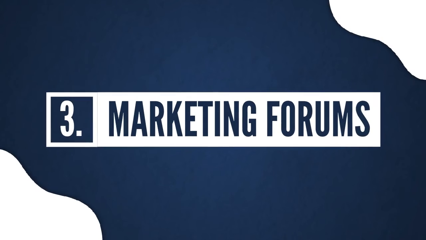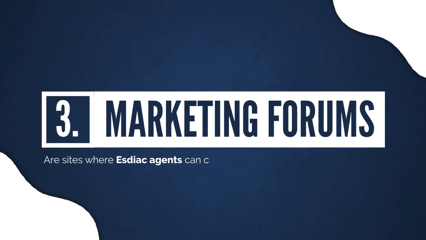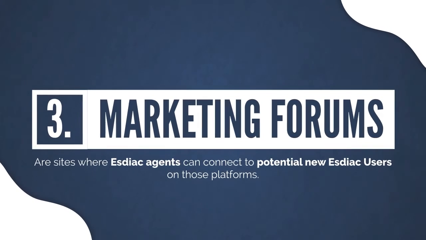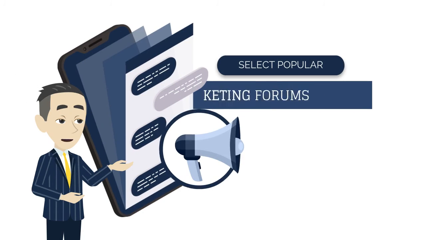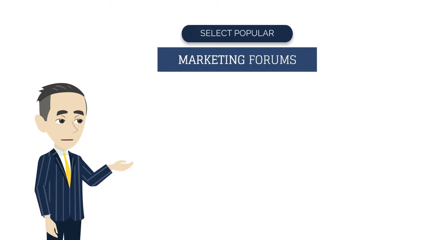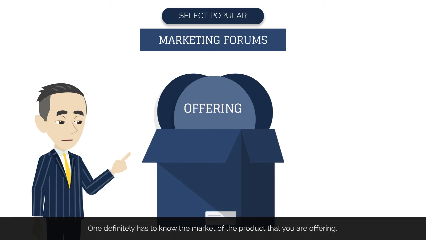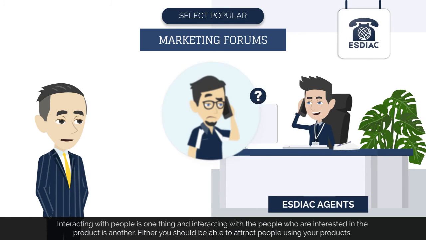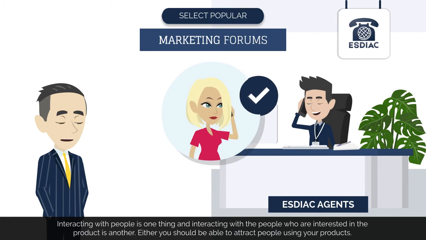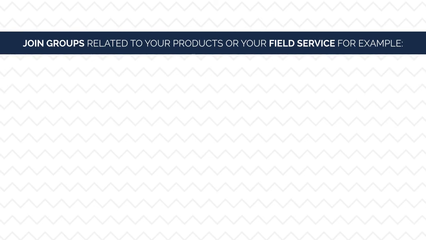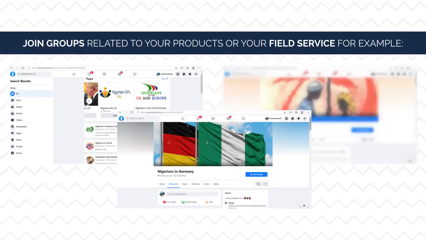3. Marketing forums are sites where Esdiac agents can connect to potential new Esdiac users on those platforms. Select popular marketing forums. One definitely has to know the market of the product that you are offering. Interacting with people is one thing, and interacting with the people who are interested in the product is another. Either you should be able to attract people using your products. Join groups related to your products or your field of service, for example.